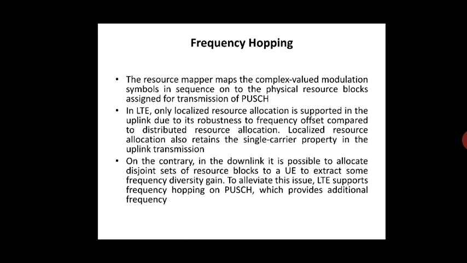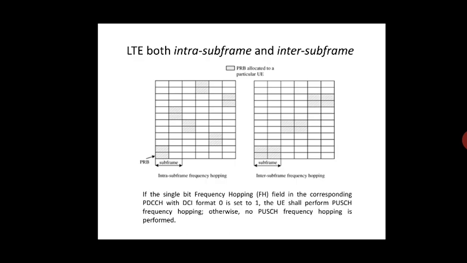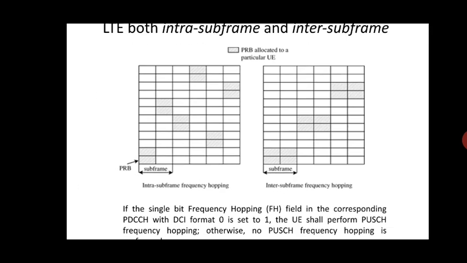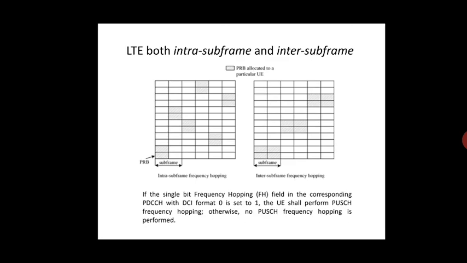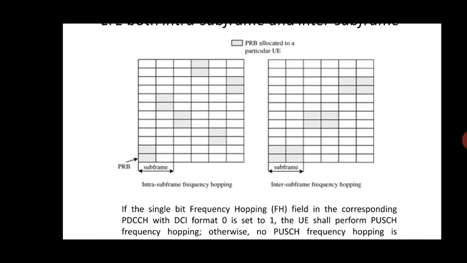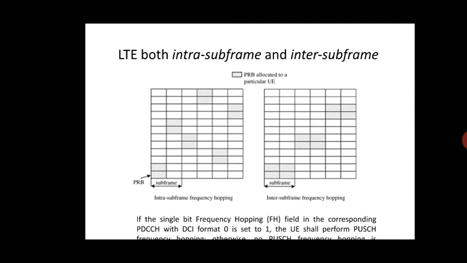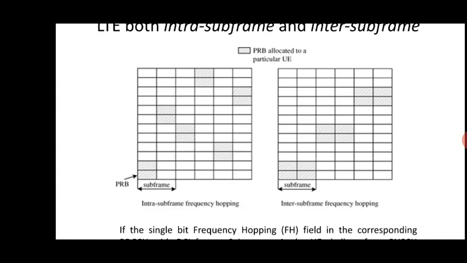LTE has intra-subframe and inter-subframe frequency hopping, as we'll discuss in the next slide. That is how it will be supported: inter-subframe and intra-subframe. As you can see, this will be arranged in the form of blocks. That will be intra-subframe hopping. You can consider that the user will be moving horizontally, vertically, or diagonally. That is the hopping of the user.